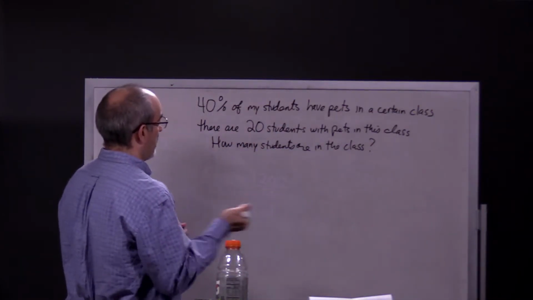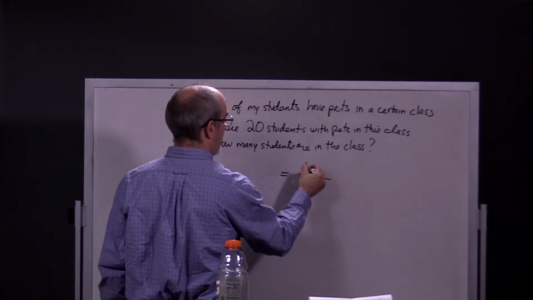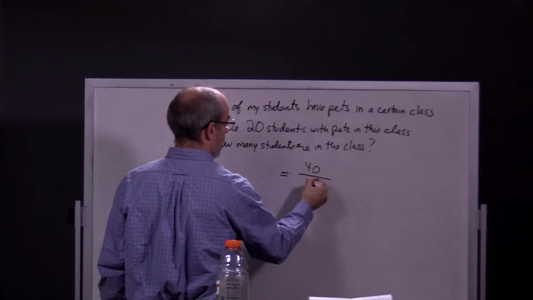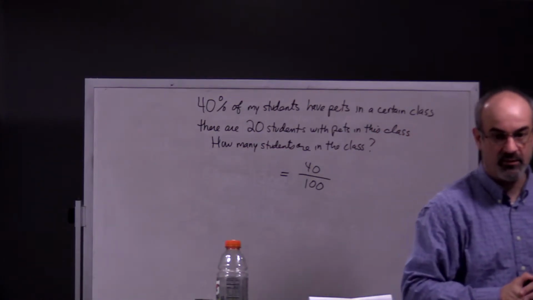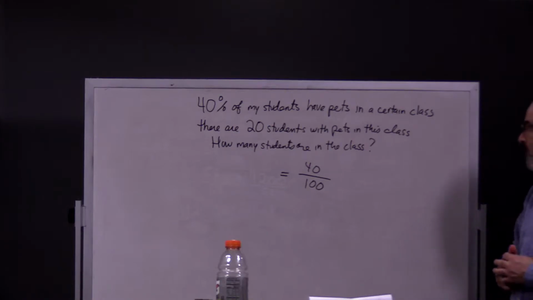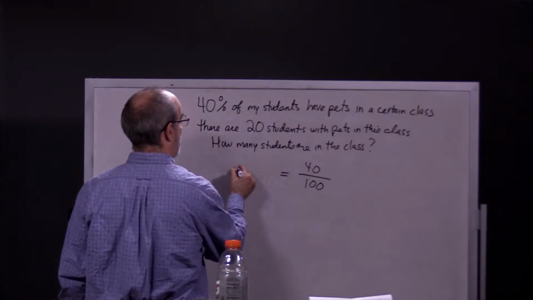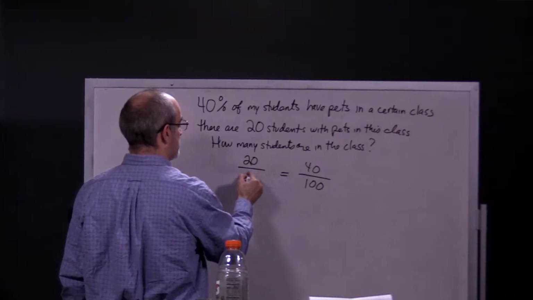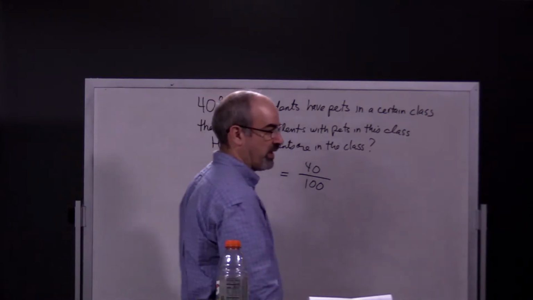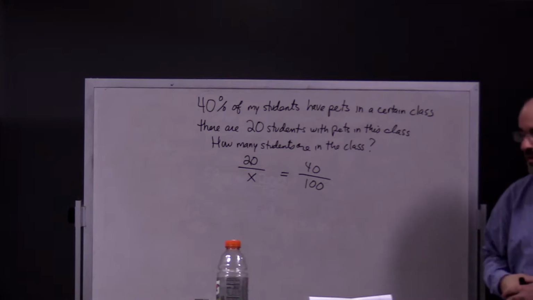So you can still solve this by setting up a proportion. Over here we know that 40% have pets. So we're going to have a 40 over 100. This is how many people have pets, so that's 20. We don't know how many total people are in the class. That's what we're trying to figure out.